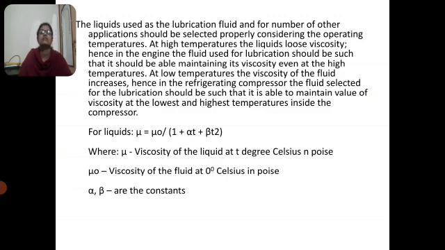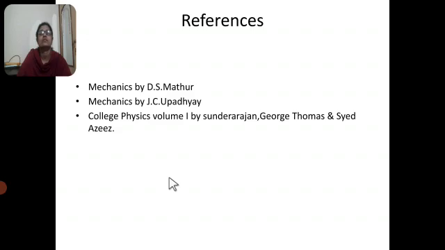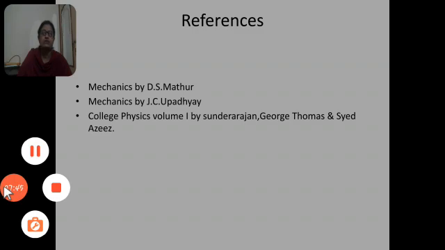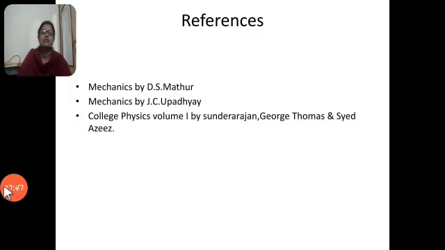For liquids, mu equals mu naught divided by 1 plus alpha t plus beta t square, where mu is the viscosity of the liquid at t degrees Celsius in Poise, mu naught is the viscosity of the liquid at 0 degrees Celsius, and alpha and beta are constants. So this is about the viscosity of liquids and the effect of temperature on viscosity, the derivation of Poiseuille's equation, and also Stokes' formula.